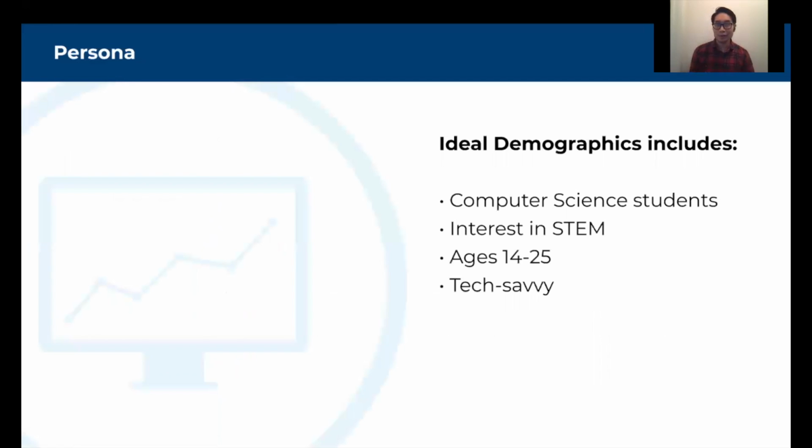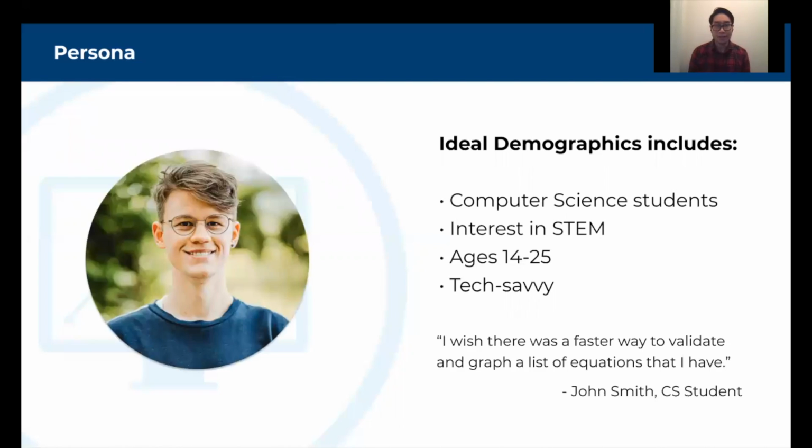So our ideal demographics includes computer science students, anyone who's interested in STEM, the age range from 14 to 25, and someone who's tech savvy. And here we have John Smith, a CS student, and he says, I wish there was a faster way to validate and graph a list of equations that I have.